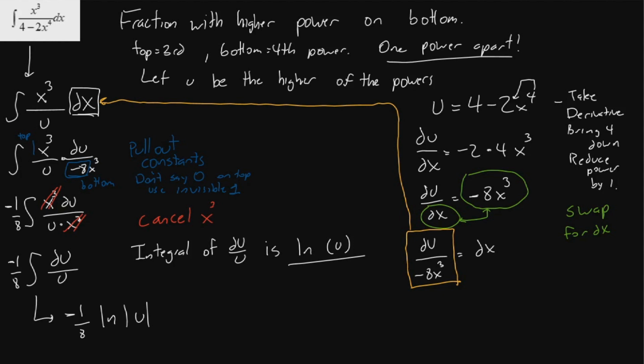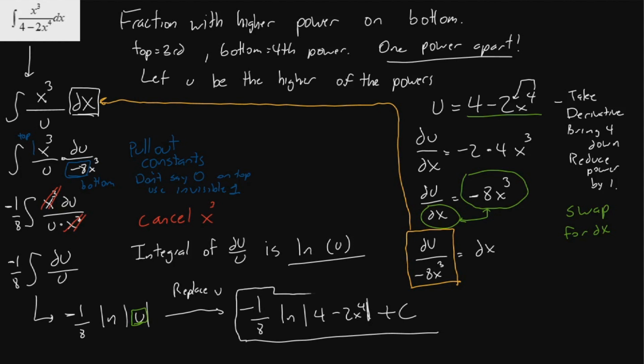Then all we'll need to do is replace the u that we got earlier. So previously, we had said that our u was 4 minus 2x to the fourth. We can place it in the u position. So we'll have negative 1/8 natural log of 4 minus 2x to the fourth plus c. And that will be our integral.